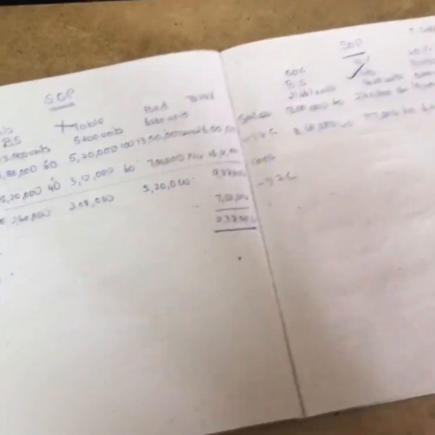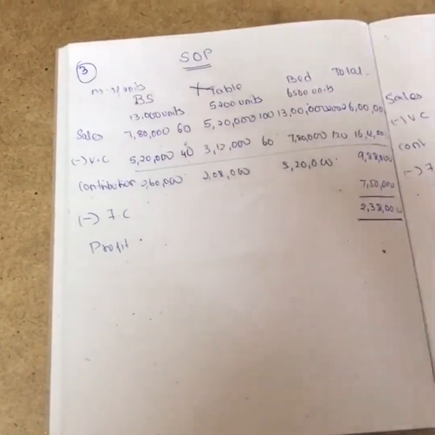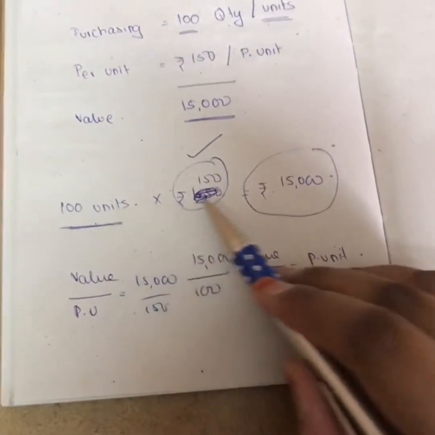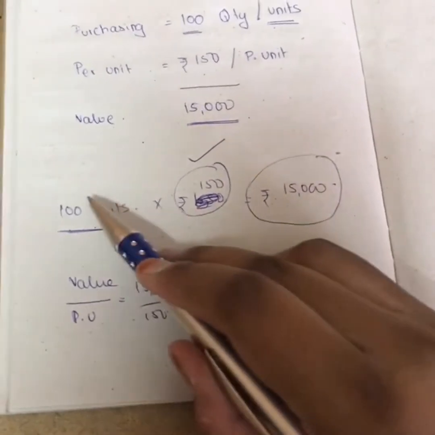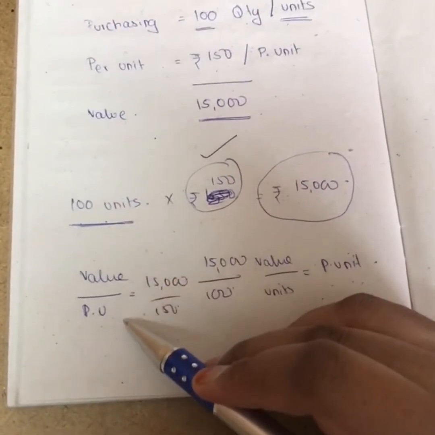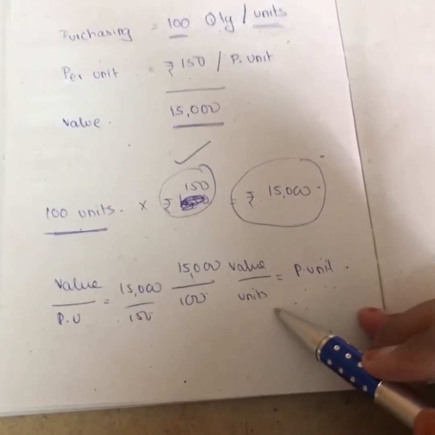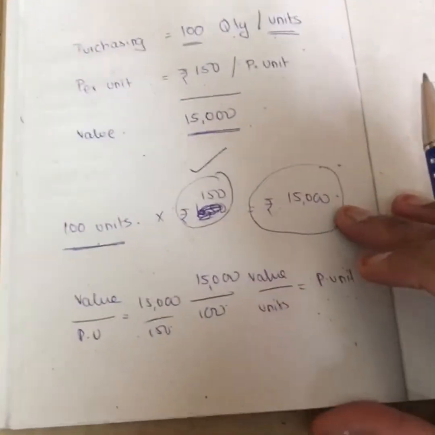This is all about problem 3. So as usual, sales minus variable cost will give you contribution, and you should understand this concept, that is units into per unit will give you value. So to calculate number of units, it is value divided by per unit. To calculate the per unit, it is value divided by units. That's it. If you understand this concept, it's easy for you to do this problem 3.